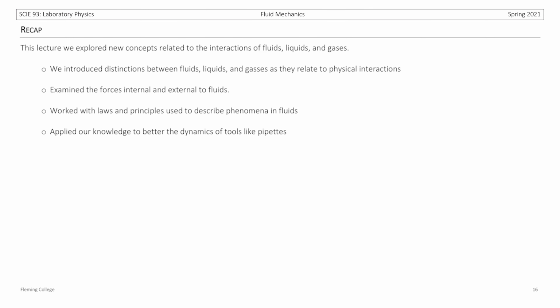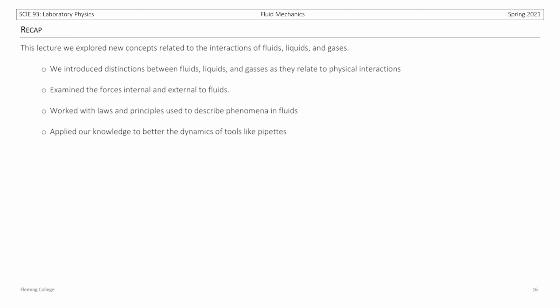We've come to the end of the lecture. It's time to recap what we spoke about today. In this lecture, we explored new concepts related to the interactions of fluids, liquids, and gases, and we considered the difference between each of those three substances. We introduced concepts to examine how these substances relate to physical interactions. This means we looked at the forces that are internal and external to fluids. Those are the cohesion and adhesion forces.